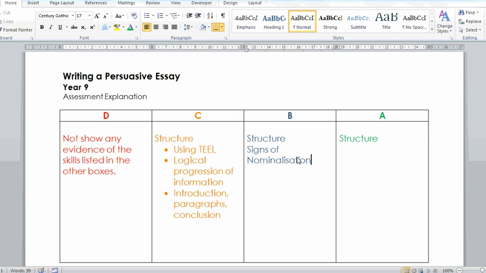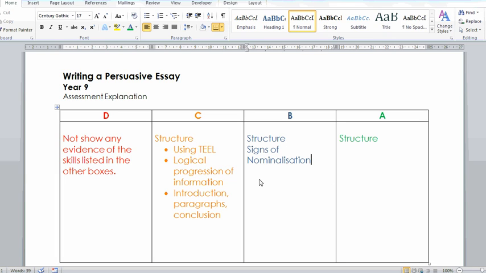Now, nominalization is a bit of a tricky process for some people when they haven't had much experience before, but you should have covered this in some of your classes. Otherwise, there is a video that explains it in more detail, which you're welcome to check out. If you're showing signs of nominalization, then you are moving into the B level, which is fantastic because it shows that you are gradually improving your writing.